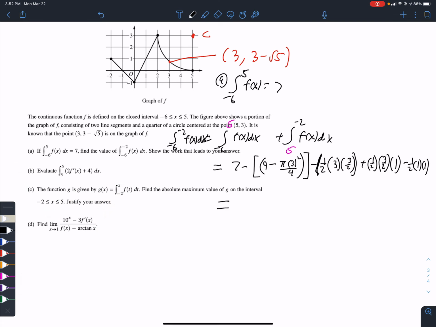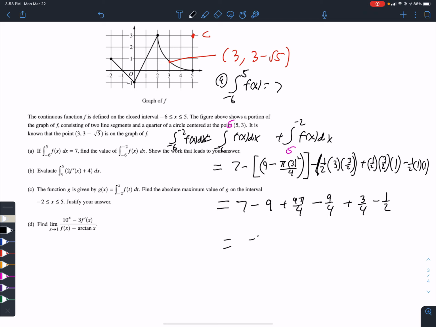Now, you shouldn't simplify this. 9 minus 9, and that's going to be plus 9 pi over 4 minus 9/4 plus 3/4 minus 1/2. Crazy. I can combine these. So negative 9 plus 3 is negative 5/4.